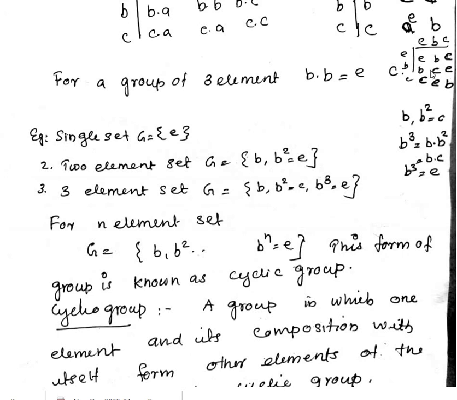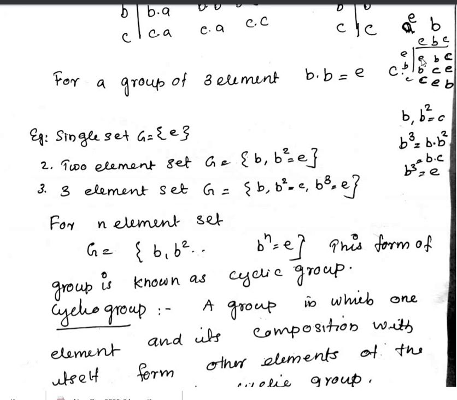So the only condition for this element is that it must be C. So here in this column we will get B, C and E, and in this column it is C, E, B, C, E and B. So what is the rearrangement theorem? This theorem is known as the rearrangement theorem.